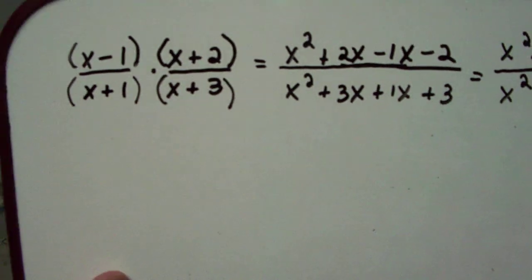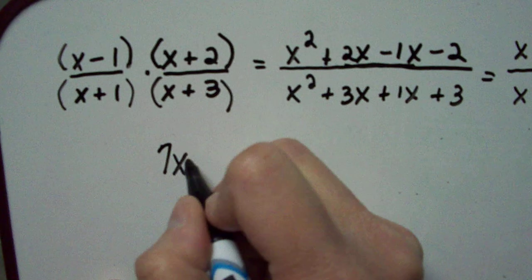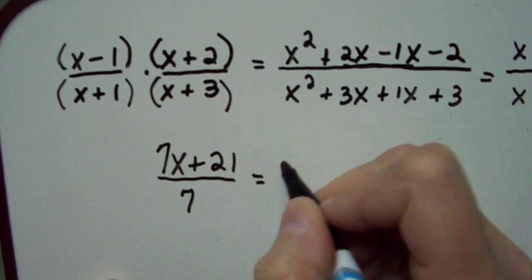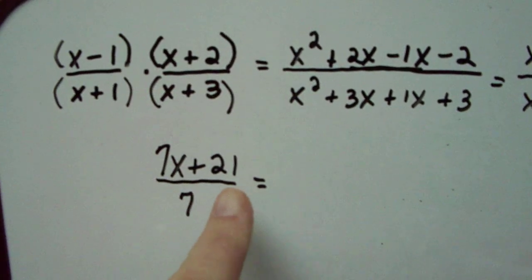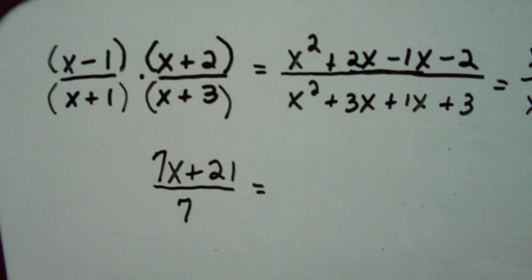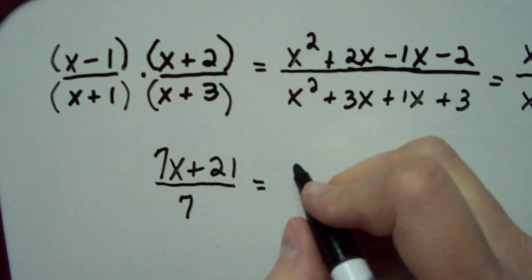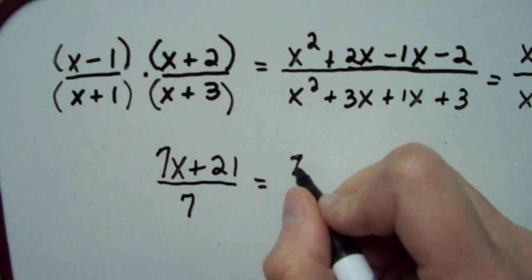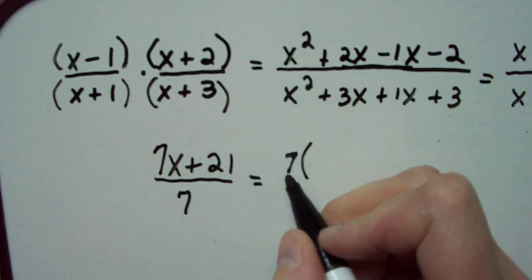Let's try simplifying a small example. Say you have 7x plus 21 over 7. Do you see a number that is common to 7x and common also to 21? How about the number 7? And remember, when we're factoring, you would sort of pull out the 7 and put that on the outside of a parentheses. And when you pull it out, you're dividing.